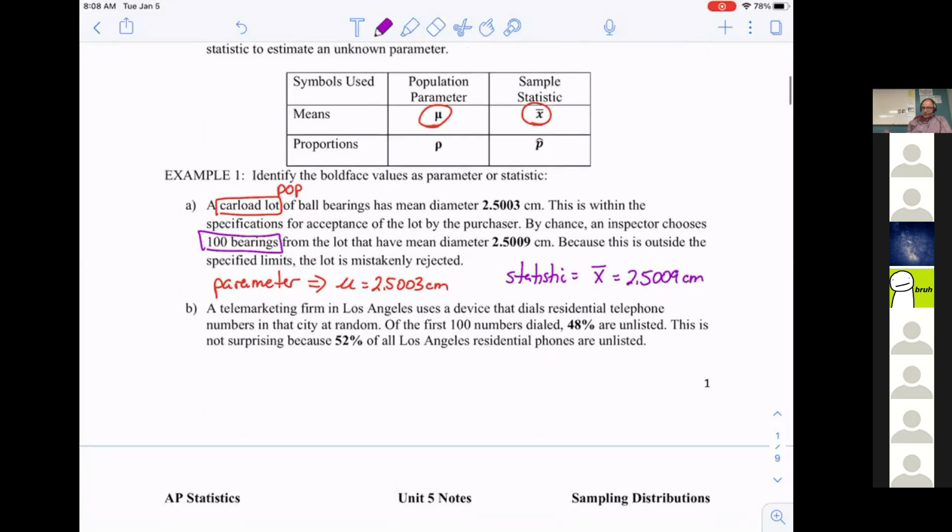Okay, so we look at example B. A telemarketer firm in Los Angeles uses a device that dials residential telephone numbers in the city at random. Of the first 100 numbers dialed, 48% are unlisted. This is not surprising because 52% of all Los Angeles residents are unlisted. Since I have my purple pen on first, we'll talk about the statistic first.